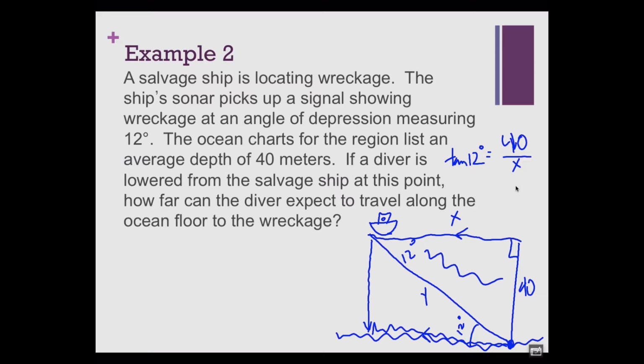Also known as the switcheroo. That's supposed to be tangent under the 40. Yeah, it clearly says tangent. What's x? 188.19 meters. As you can clearly see.